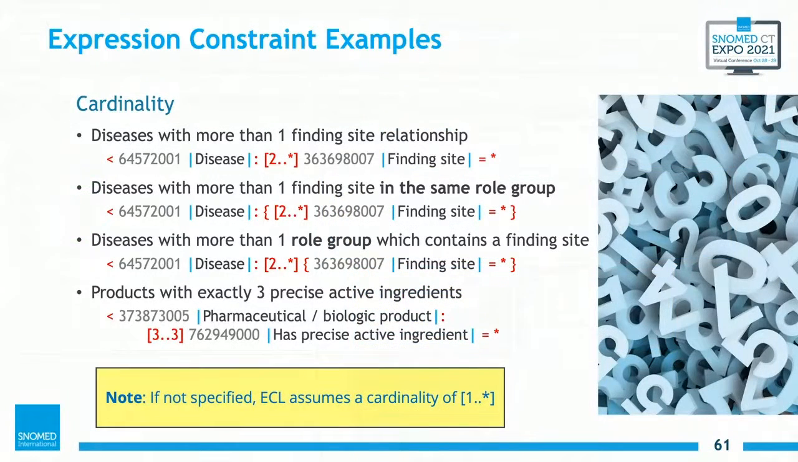Next, we'll have a look at cardinality. We can use cardinality to check how many times a refinement appears in the definition of a concept. And depending on where we use the curly braces, we can check within a single role group or anywhere in the definition.